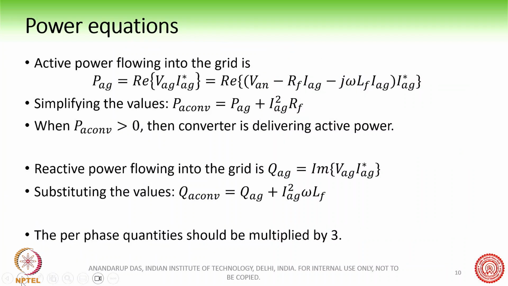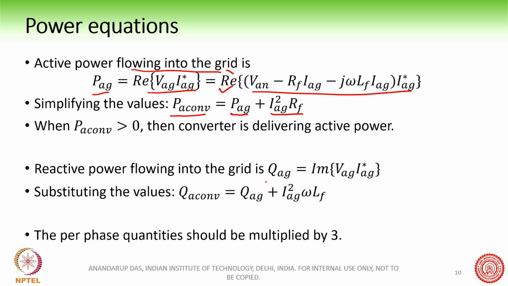Now let us look a little bit into the power which is flowing. Of course, the active power flowing into the grid, PAG, is the real part of VAG into IAG star. If you expand this part and take out the real part of it and simplify, then we see that the power delivered by the converter is the power absorbed by the grid plus the power which is getting dissipated in the resistance, right?